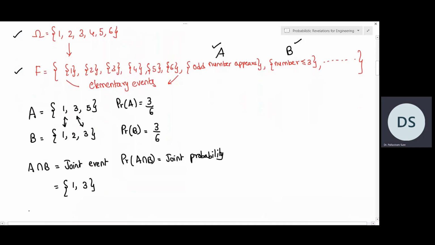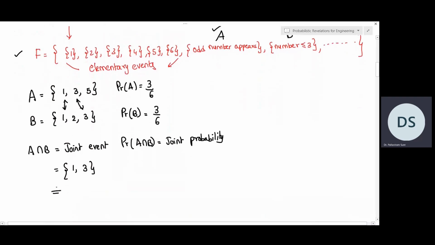And if you observe, in this particular case, A intersection B is not a null set. So we definitely know that the probability of A intersection B can't be 0. And rather, if we compute it, since only 2 elementary events are a part of A intersection B, this answer happens to be 2 by 6 or 1 by 3. So observe that the probability of A intersection B is not 0.